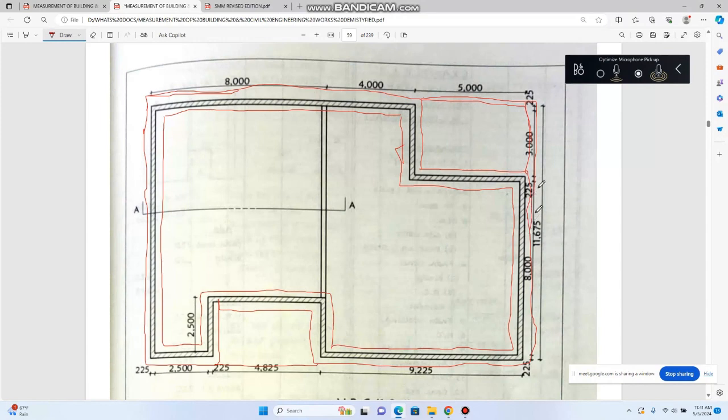Yes, like that. All right. I think this one is a bit more clear. So if we say this is void A and this one is void B, how do we measure the areas of the voids? Let us come to void A.